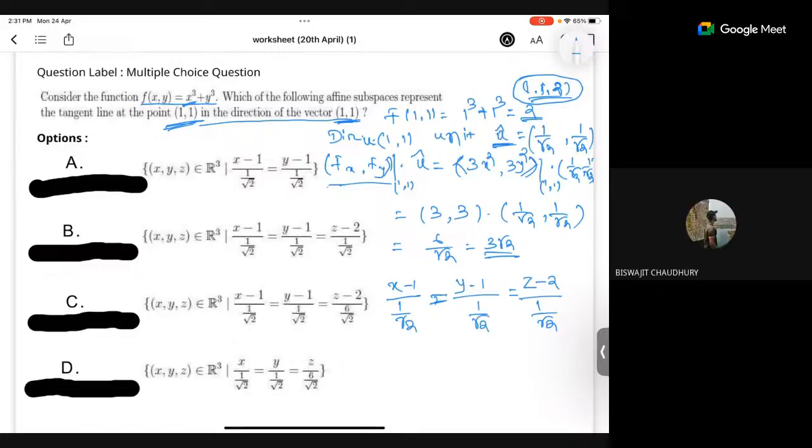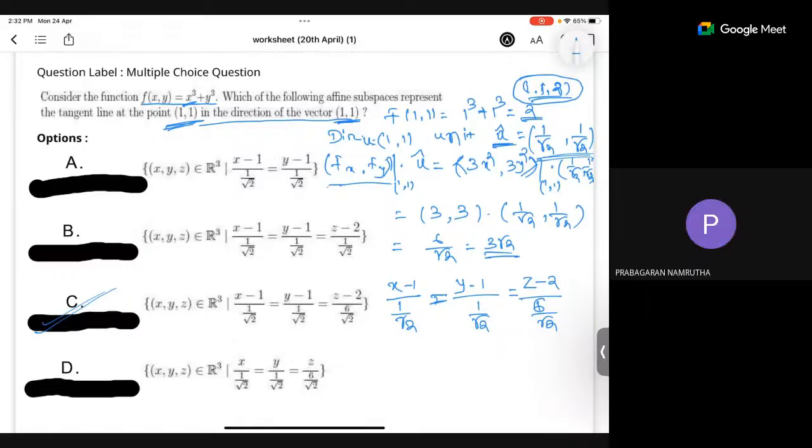Six by root 2? Yes, it will be 6 by root 2. Z minus 2 by 6 by root 2. So x minus 1, yes, this one will be correct. The x coordinate is x minus 1 divided by root 2, the unit vector. Whatever directional vector you have, you have to divide by root 2. So you get a symmetric form directly. That's all. So, all of you got it?